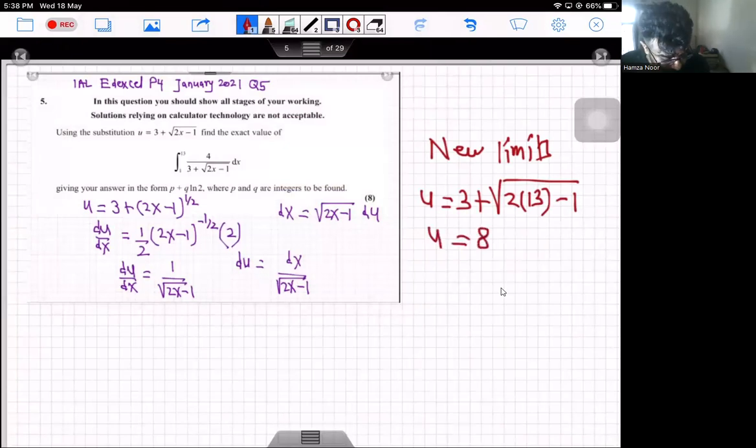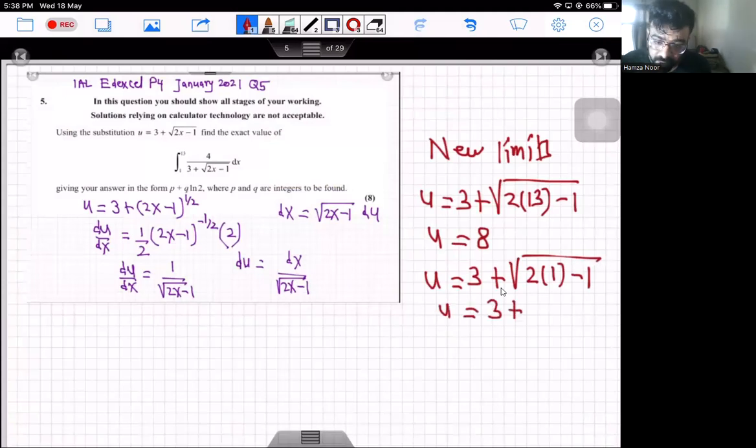And then u equals 3 plus the square root of 2 times 1 minus 1. So u equals 3 plus the square root of 1, which is 1. So u equals 4. So the upper limit of x is converted into the upper limit of u, and the lower limit of x is converted into the lower limit of u.